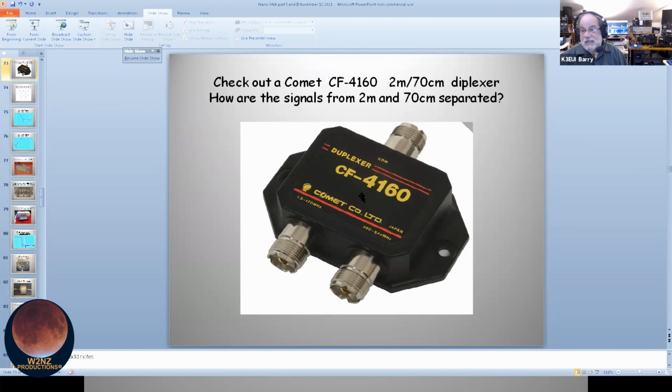So I had one of these and I thought, well, I kind of know how they work, but let's see. So you feed in NanoVNA energy here into the common, and you measure what comes out of each of these two ports. This port says 1.3 to 170 megahertz, 2 meters or below. This one says 350 to 500 megahertz, 440 meg, 70 centimeter. Does it work that way?